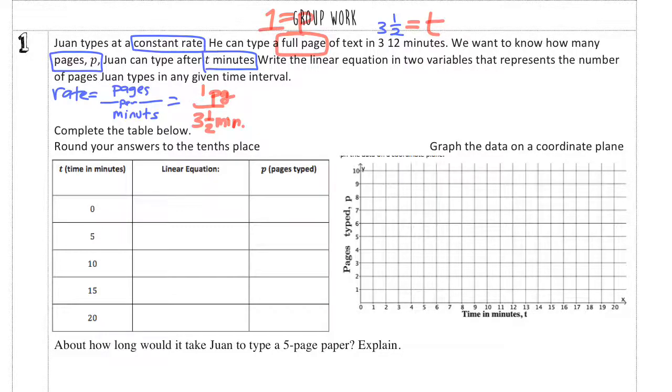Okay, we should have learned yesterday that if we want to write an equation, we have to set this equal to its variables, which in our case is P over T. From here we can continue by cross multiplying. Or actually, we don't even have to cross multiply here because we just need to get rid of this T right here. So I'm getting rid of this T. I have to do the opposite of division, which is multiplication. And we end up with the pages is equal to 1 over 3.5 times T.